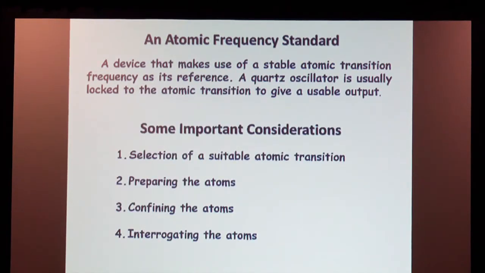Now, some of the important considerations for making an atomic clock: you have to select a suitable atom, you have to select a suitable atomic transition, and then you have to prepare the atoms. The atoms cannot be in liquid or solid state close to each other, because as Eckhart said in his talk, if you have atoms close enough, the electronic transitions are no longer discrete levels, they're bands. So you have to get the atoms to come together and stand in front of you, confine the atoms, and then interrogate the atoms with the signal that corresponds to its resonance.